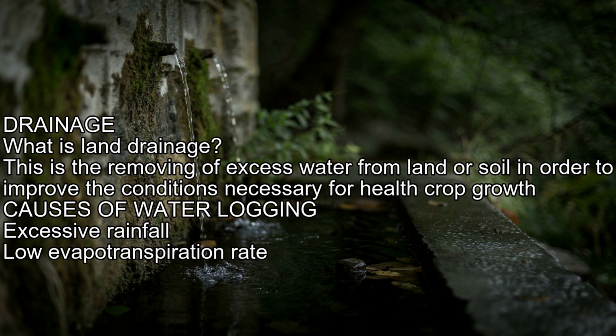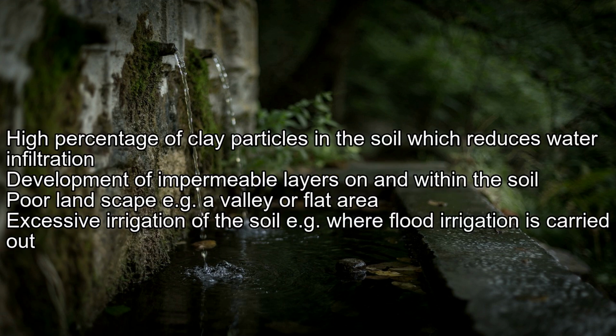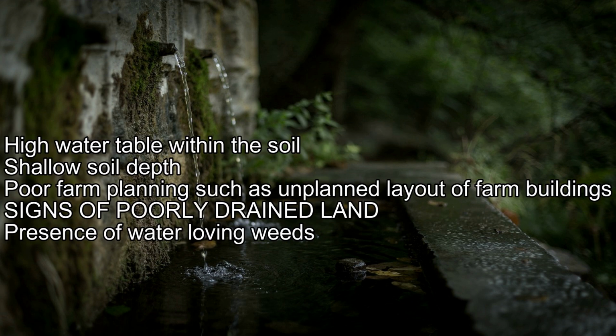Causes of waterlogging. Excessive rainfall. Low evapotranspiration rate. High percentage of clay particles in the soil, which reduces water infiltration. Development of impermeable layers on and within the soil. Poor landscape, e.g., a valley or flat area. Excessive irrigation of the soil, e.g., where flood irrigation is carried out. High water table within the soil. Shallow soil depth. Poor farm planning, such as unplanned layout of farm buildings.